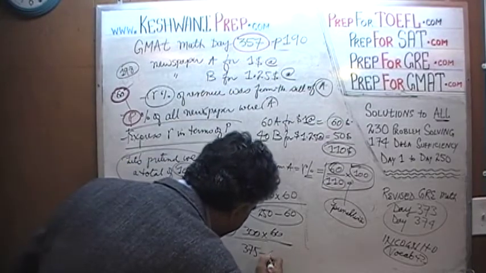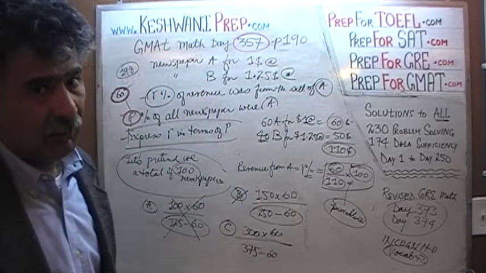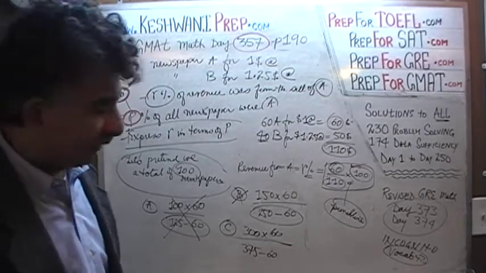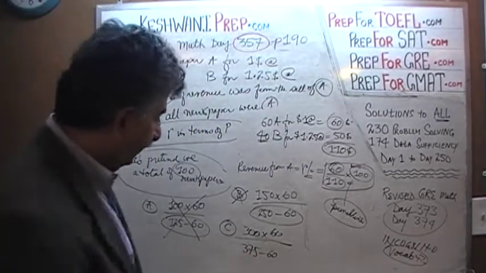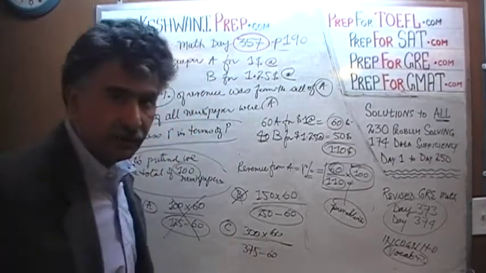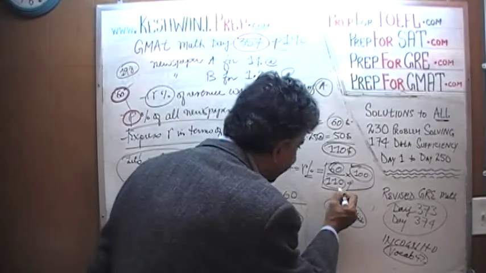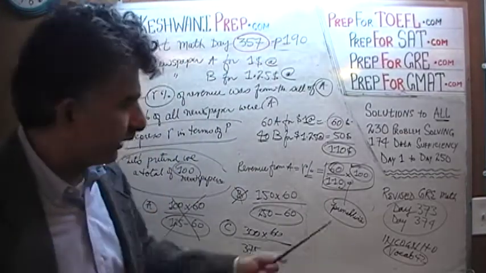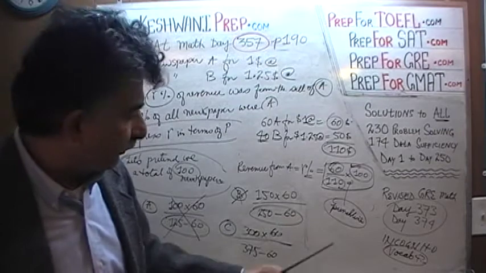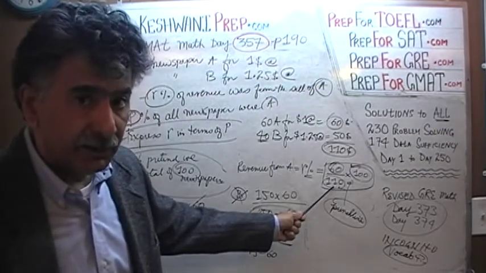minus 60. Again, as I said, in the real exam, I wouldn't do all of this. You just look at it, and you realize that 375 minus 60 is 310. There is not much we can do with 310 and 300. On the bottom, we need 110, okay? Listen very carefully and see if you understand it. 110 is what we need at the bottom.